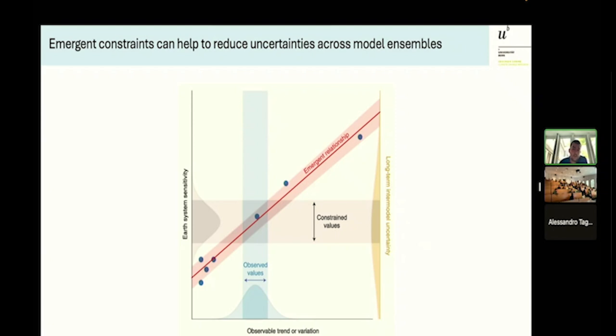And then we can take the observations of the variable that is on the x-axis and go up here and say that this is probably the most likely value for the unobservable variable, or the projection into the future. And this usually gives us a smaller uncertainty around our estimate than just taking a multimodel average and the standard deviation, which would be much higher. And I'm going to show you in detail how that works in this case of the Southern Ocean.